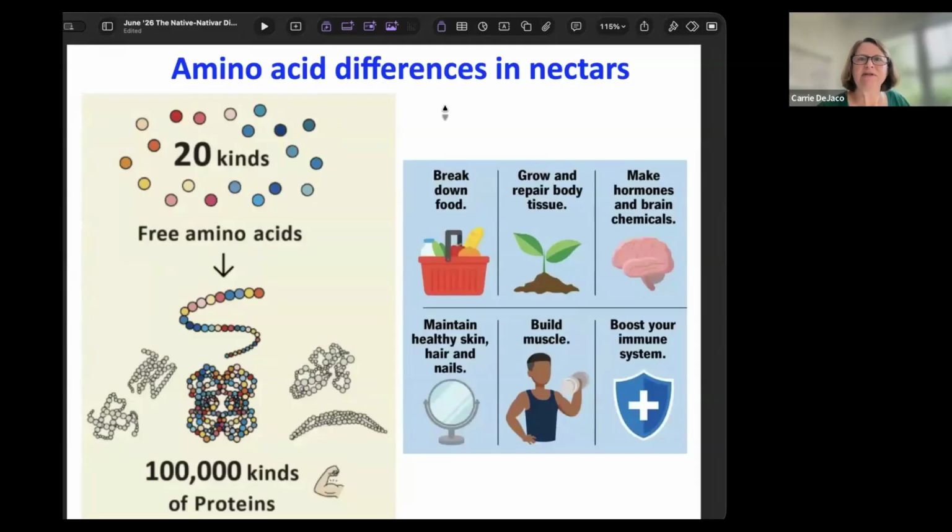There are also differences in amino acids in nectars. Amino acids are actually the building blocks of proteins. And just like we need protein for our bodies to be able to grow and maintain our own characteristics and abilities, all other living beings also need all kinds of different amino acids. It turns out that nectar is not just sugar water. Nectar contains all kinds of amino acids as well. So all of our pollinators are getting protein in their diet from those nectars as well.